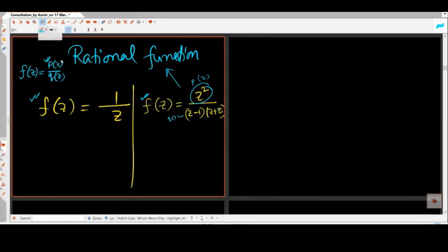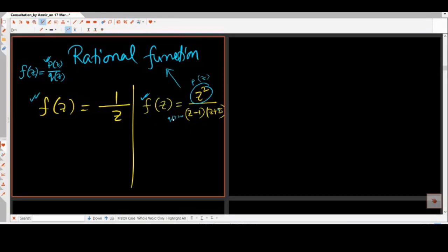So rational functions are also analytic, but there is a point where the function f of z equals 1 over z is not analytic. There are 2 points for this function where this function is not analytic.